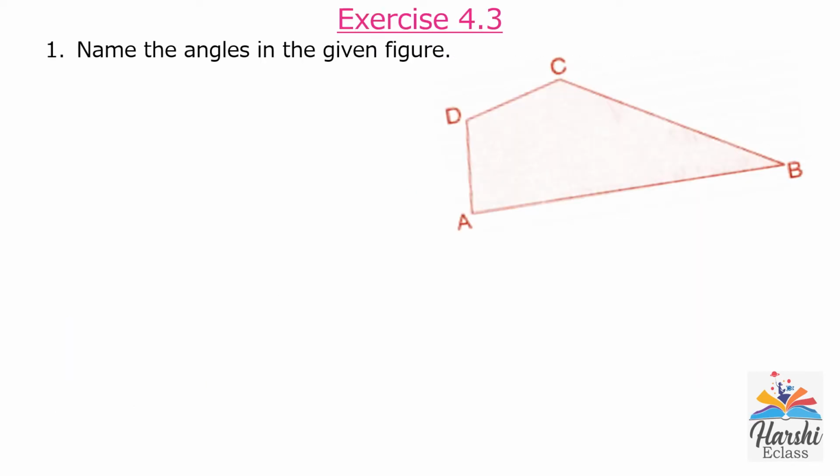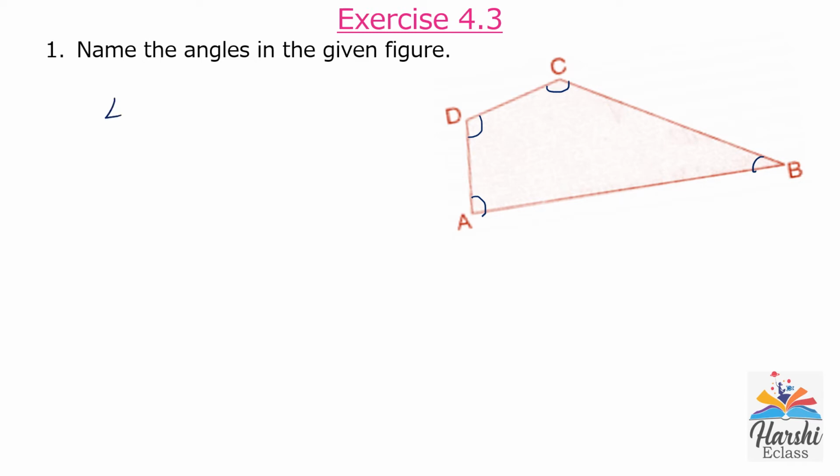Exercise 4.3. Name the angles in the given figure. There is a figure which is labeled A, B, C, D. We are going to write the names of the angles. Angle names we can write in two forms. One is the simple form. Here there are four angles: angle A, angle B, angle C, angle D. Four angles are there.